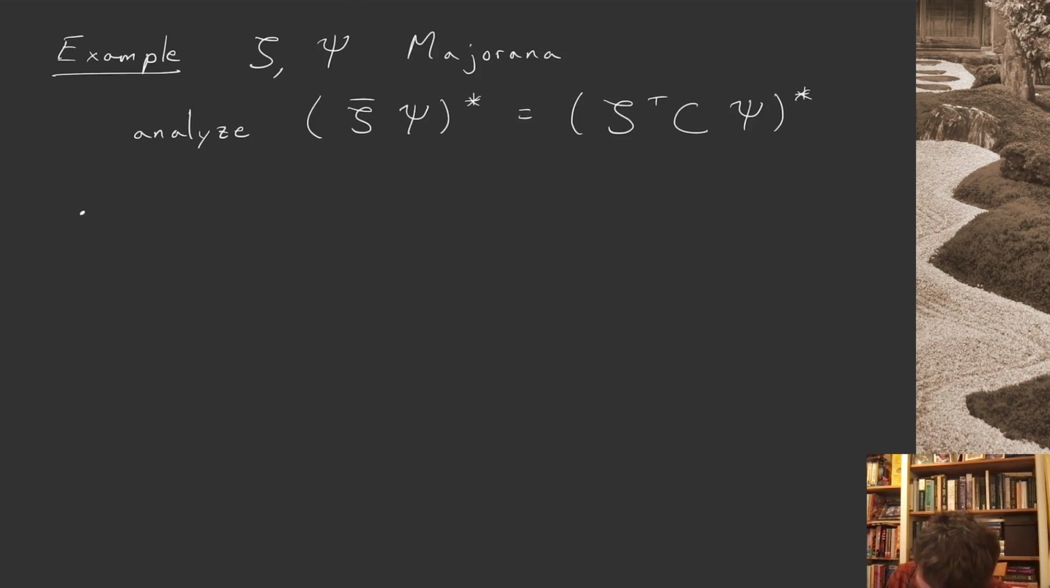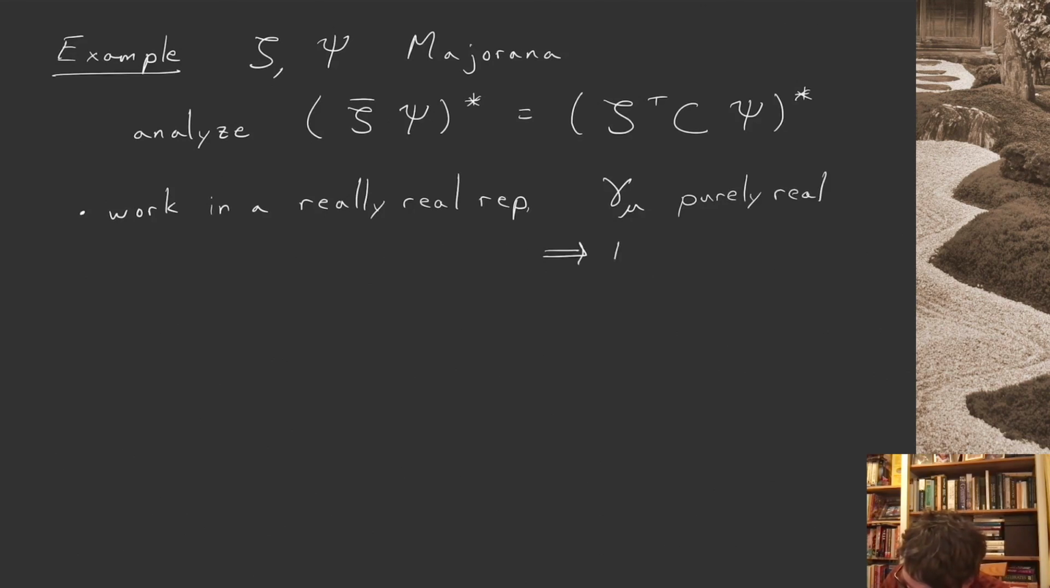I've been going on and on about how usually this B matrix, or equivalently the C matrix, is not just the identity. However, if you're clever about your basis, it can be. So we're going to work here in a really real representation where the gamma mu are all purely real, which means we are able to choose B to be the identity matrix. If we change our basis, that will no longer be true.